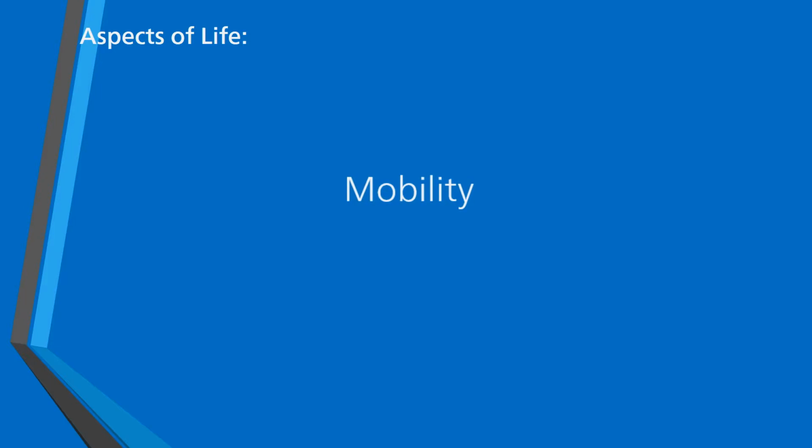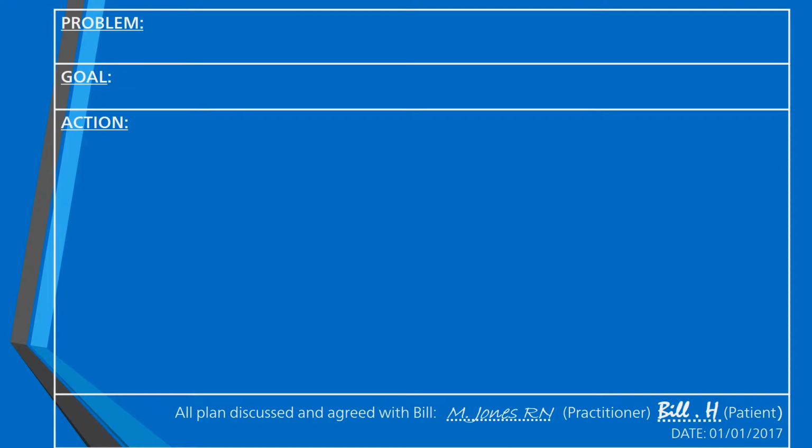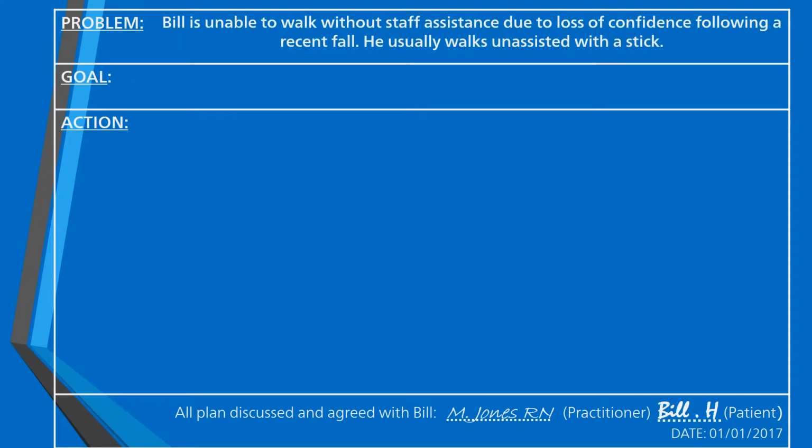Let's look at mobility. Bill is unable to walk without staff assistance due to loss of confidence following a recent fall. He usually walks unassisted with a stick. So this problem is opposed to writing something like loss of independence, or another common one is off legs. The word independence does not really tell us a lot.